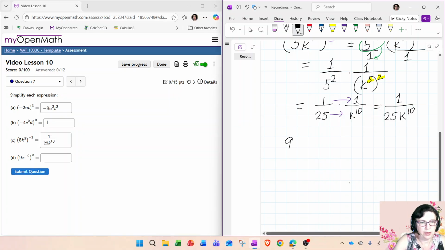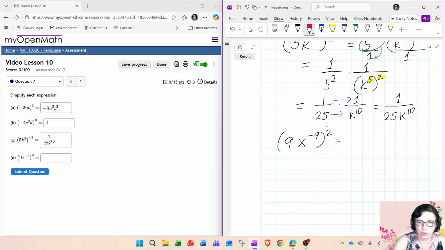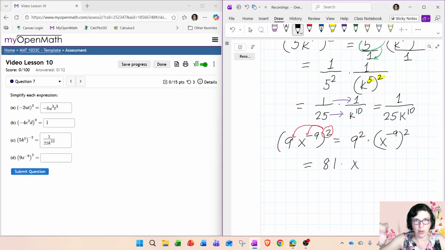We've got 9x to the power negative 9, all raised to the power 2. Okay, let's distribute this 2 to each term, right? Because we have a product. We've got 9 squared, and then we have x to the power negative 9, and then we're raising that to the power 2. Okay, 9 squared is 81. Now this guy, we can multiply first. Negative 9 times 2, from raising a power to another power, would be negative 18.